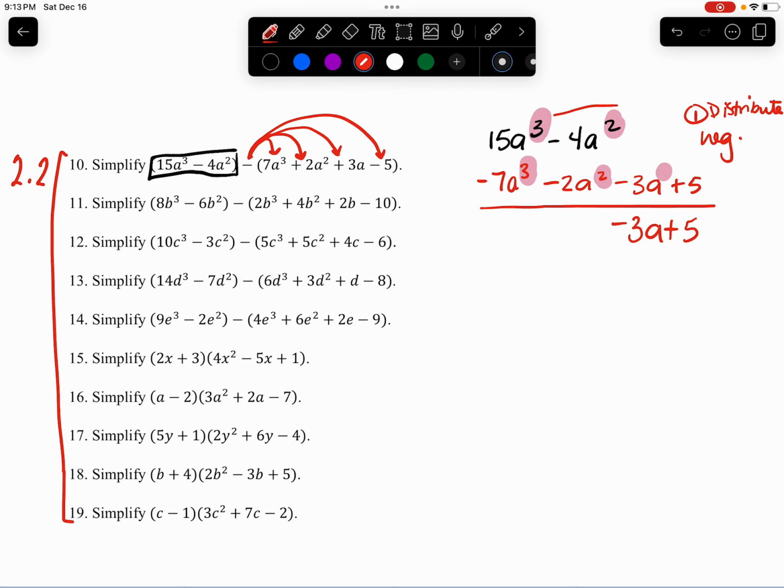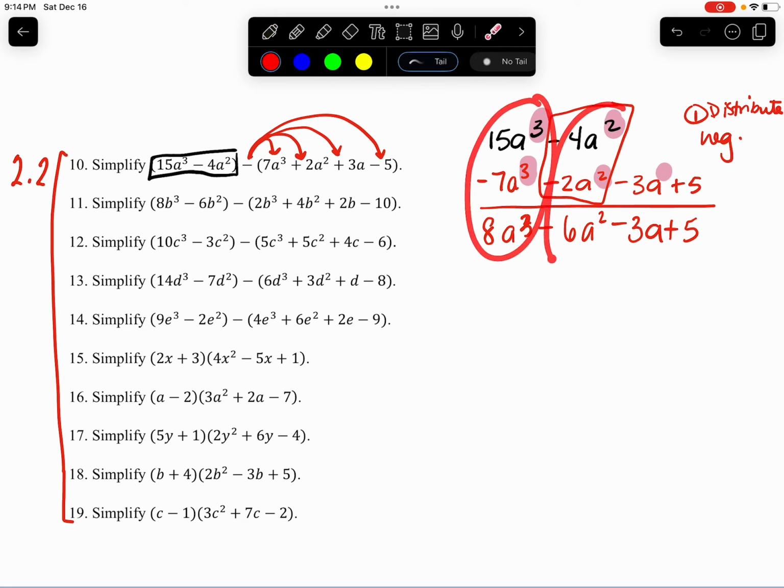What's negative 4a squared minus 2a squared? That's both negative, so they add together, negative 6a squared. 15a cubed minus 7a cubed, that is 8a cubed. They're opposite signs, so you have to subtract. Okay, it's better to just align them like this so you don't get confused.